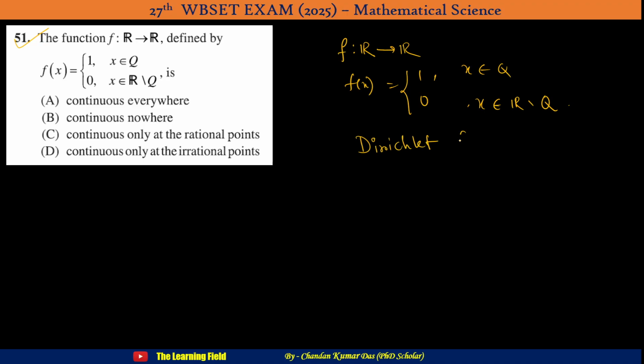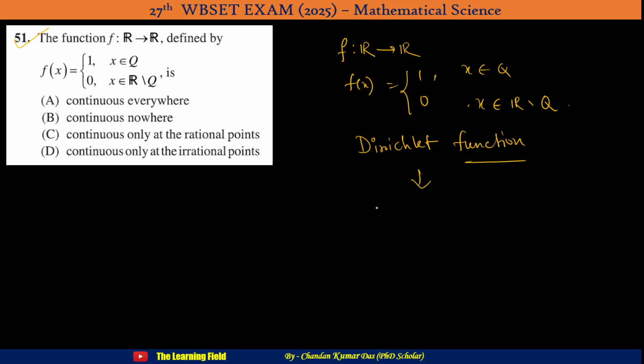Now, question number 51 says that f from R to R is defined by f(x) equal to 1 if x belongs to Q, and 0 if x belongs to R minus Q. So what is the name of this function? We all know that this function is well known as the Dirichlet function.